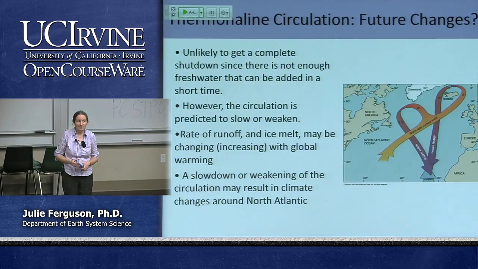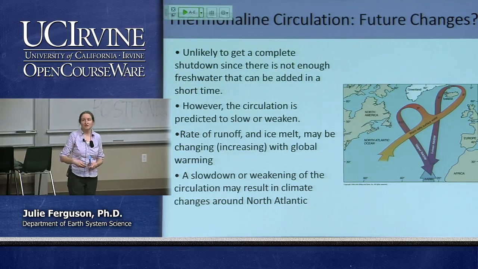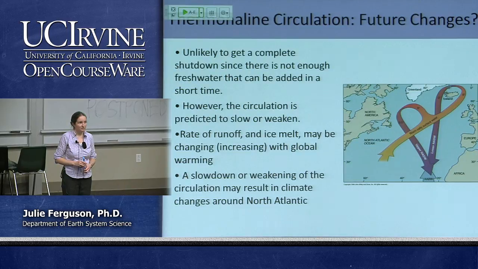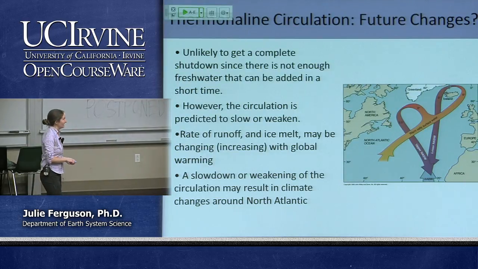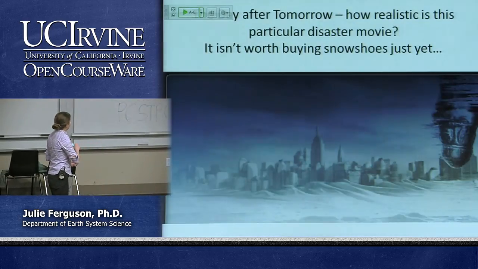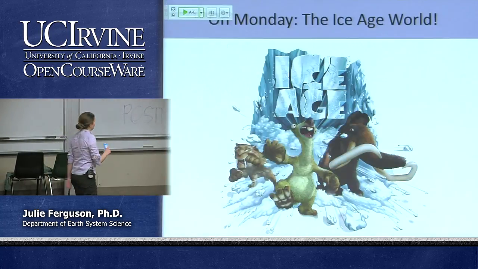But what we are expecting, or what is forecast, is a reduction in the strength of that circulation. Okay, it's not going to save Europe from further warming due to increased greenhouse gases, but it might mean that there's a little less warming there than elsewhere. Okay, so don't buy snowshoes just yet, which should be fine.